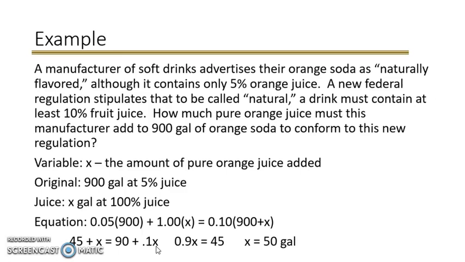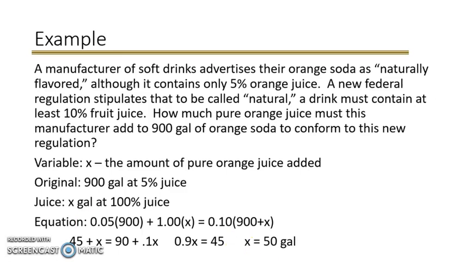Now I get my x's to the same side. I subtract the 0.1x from this side, and I subtract the 45 from the other side. Then I divide, and I find out that X is 50 gallons. So they need 50 gallons of pure orange juice to add in to meet this federal requirement.